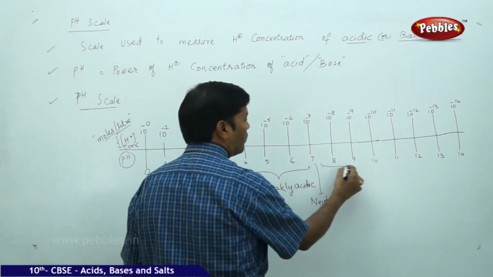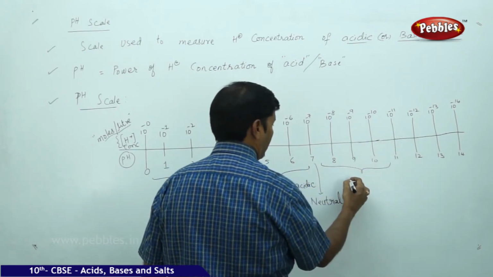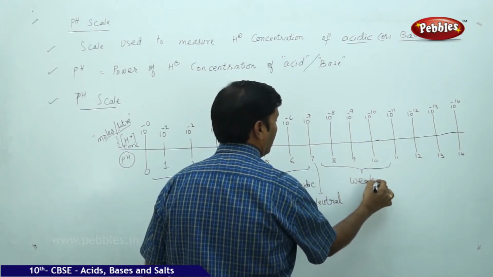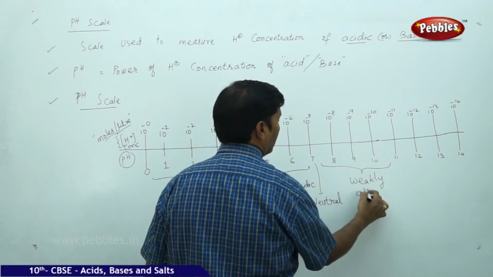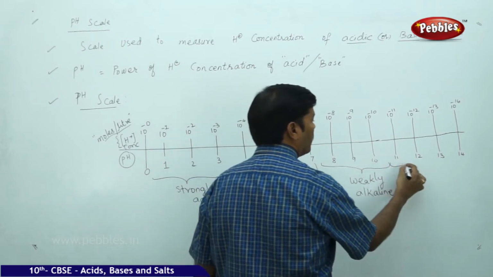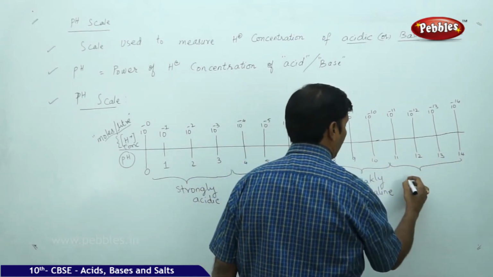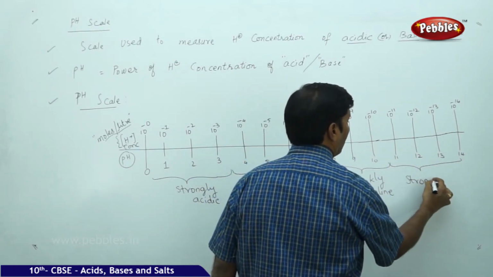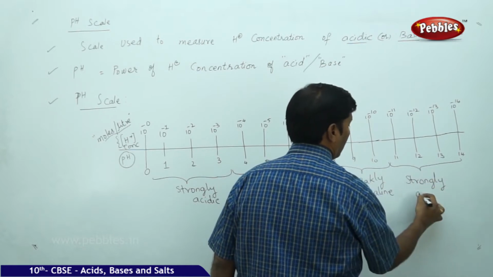From 7.1 to around 10.5 it is weakly alkaline. From 10.5 to 14.0 it is strongly alkaline.